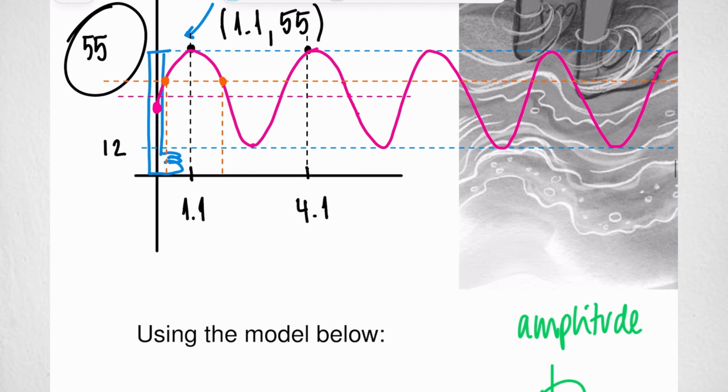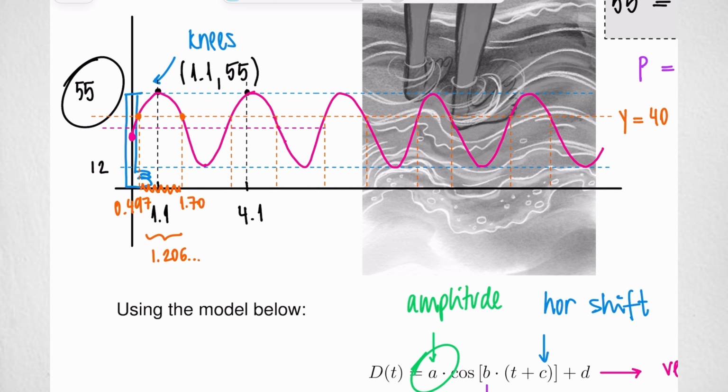And whatever you get as the x values here, which are 1.70 and 0.497, you find the difference between the two, which is the interval, 1.206..., and you're going to multiply that by 5, given that there are 5 of these intervals until you get to 15. So you have 5 times 1.206, you get approximately 6.03 seconds.